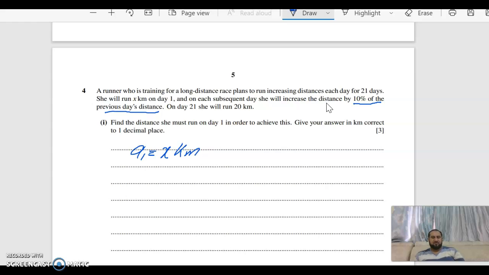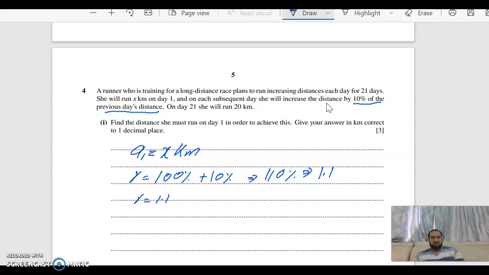So here, because it is 10%, this is referring to a geometric sequence, so the ratio, it says 10% of the previous. Initially we will consider we have 100% plus 10% of that, because it will increase every day. So this will be 110%, and if you convert this into decimal, this will be 1.1. So the common ratio is 1.1.